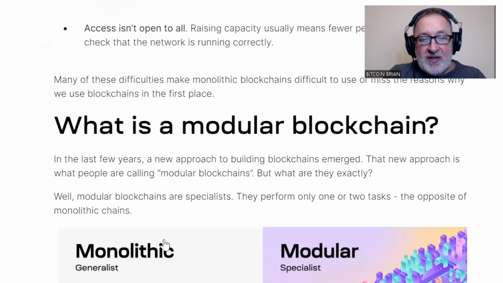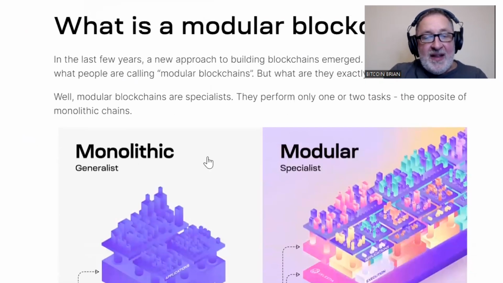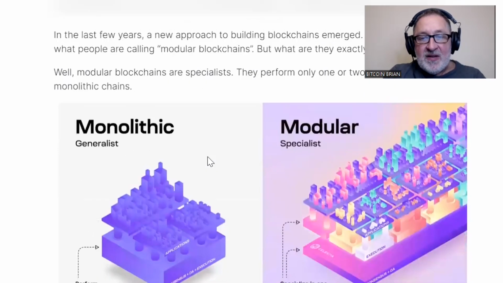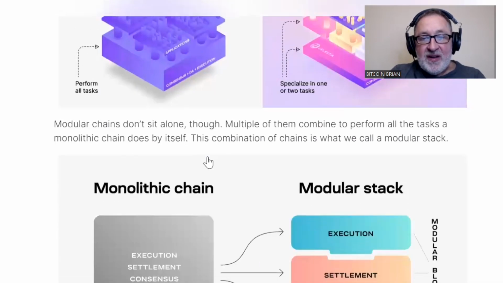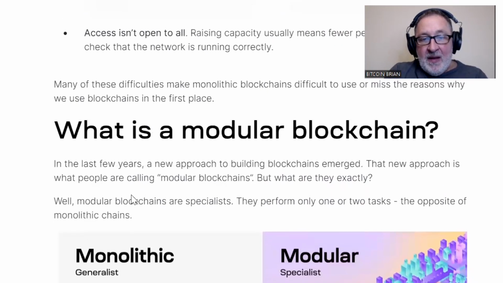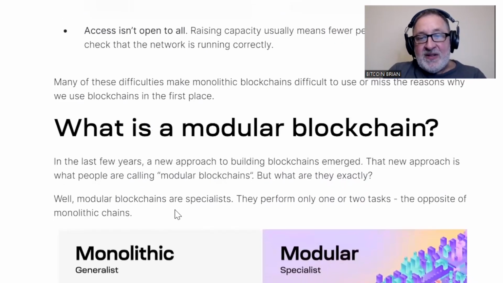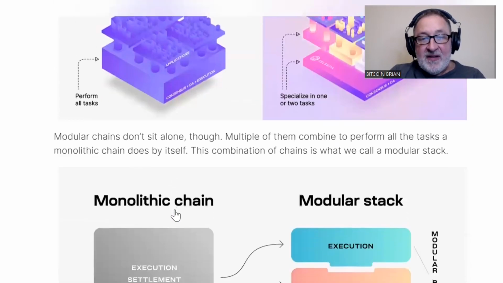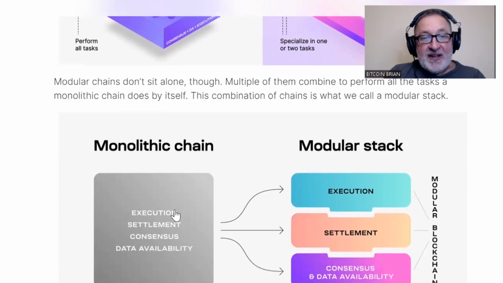Whereas the modular blockchain has a bunch of modular blocks that specialize in specific tasks. So it's much more efficient, much faster. And you can see they're the specialists. They perform only one or two tasks, the opposite of the monolithic chains. Modular chains don't sit alone. Multiple of them combine to perform all the tasks a monolithic chain does by itself.